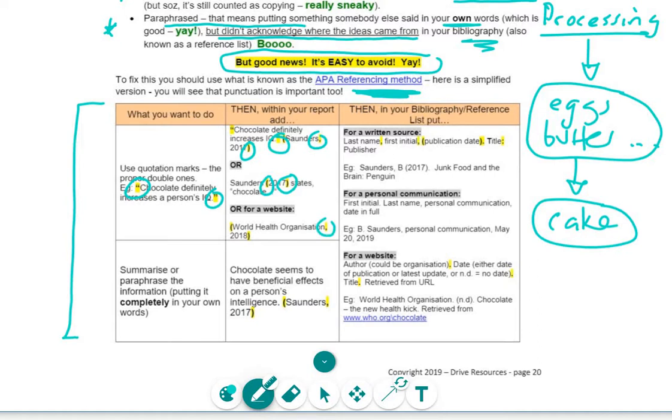Yours truly failed an assessment at uni many years ago, admittedly, because I didn't get that right. If your bibliography is not right, it's because of that as well. So you might as well get used to it now. People who study history, if you're doing history at school, you're probably already really good at this.